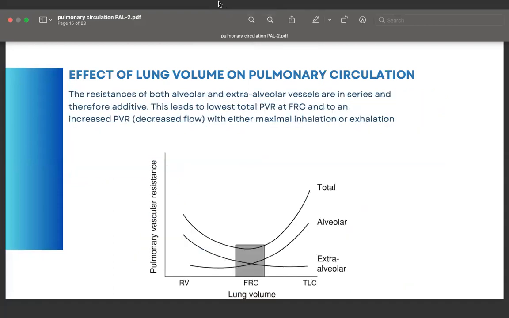So the resistance of both alveolar and extra-alveolar vessels are in series and therefore additive. This leads to lowest total pulmonary vascular resistance at the functional residual volume and to an increased pulmonary vascular resistance, which again is decreased flow with either maximal inhalation or exhalation.